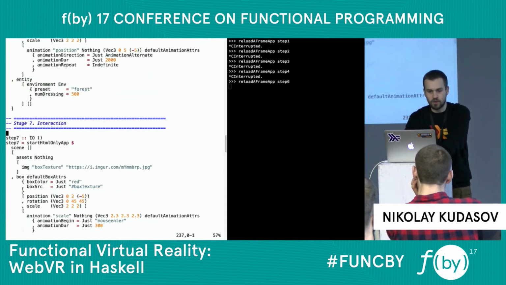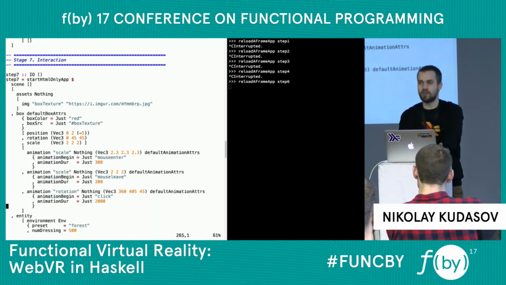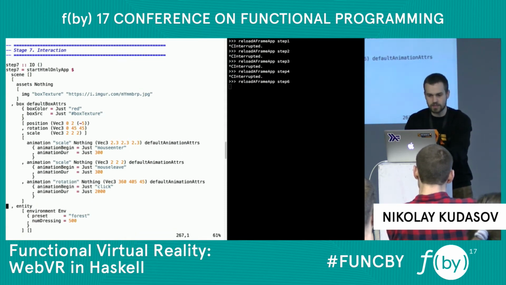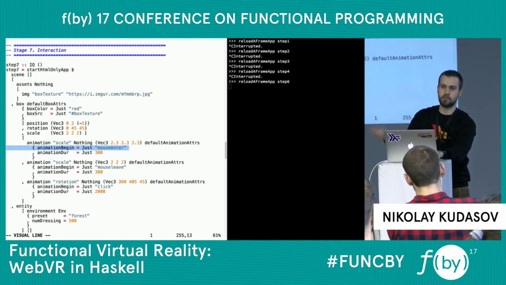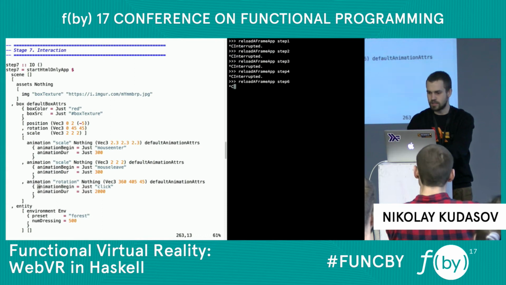Okay, so next thing. If we actually want to build virtual reality experiences, we have to put interaction into our virtual world. And that we can do with this property, animation begin. So this is the simplest thing that we can do, right? We can animate a thing upon some event, and we can use just the plain old DOM events like mouse enter, mouse leave, and click to animate our cube differently. So let's see how that works out.